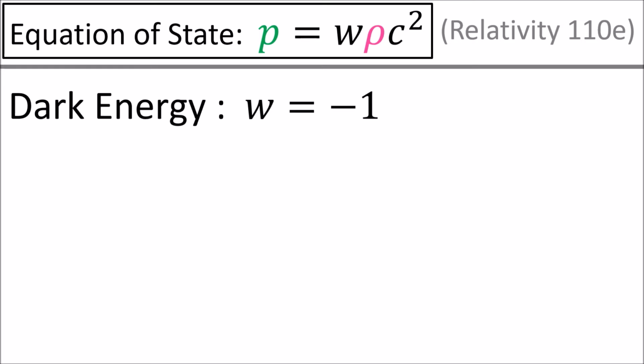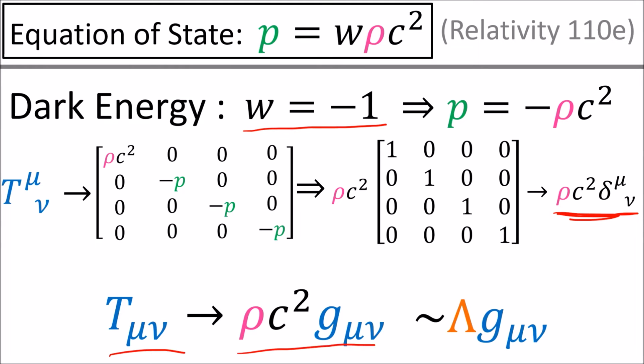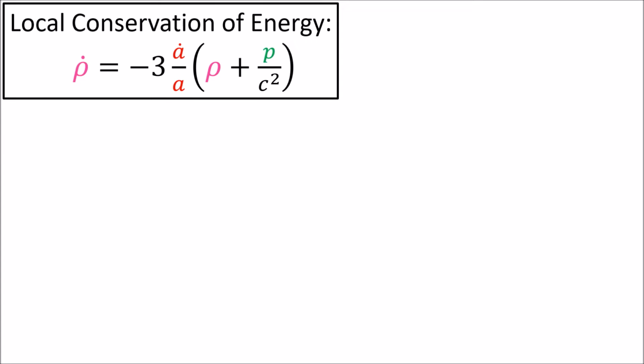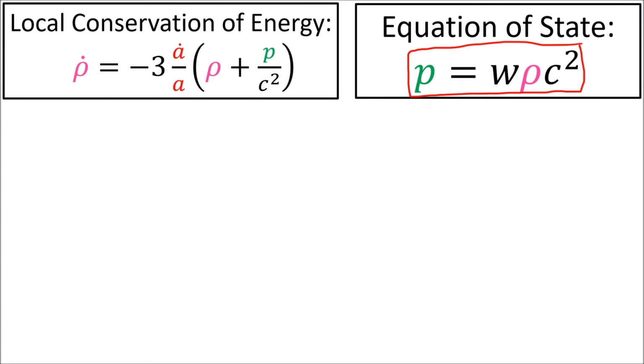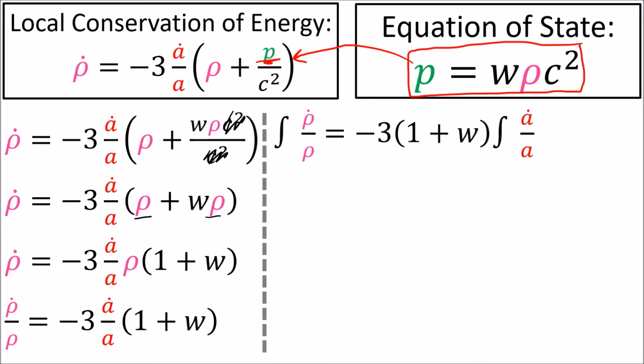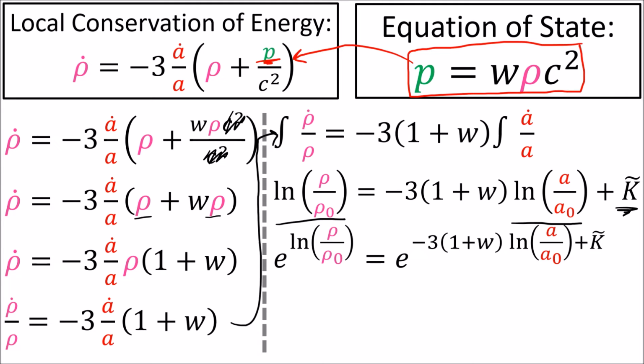And dark energy has w equals -1, because this turns the energy-momentum tensor into a constant times the metric, which is exactly what the cosmological constant term in the Einstein field equations looks like. If we take our equation for the rate of change of energy density and replace pressure using our equation of state formula, we can factor out rho and divide by rho, then integrate both sides to get ln rho and ln a with an additional constant of integration, k. We can then exponentiate both sides.